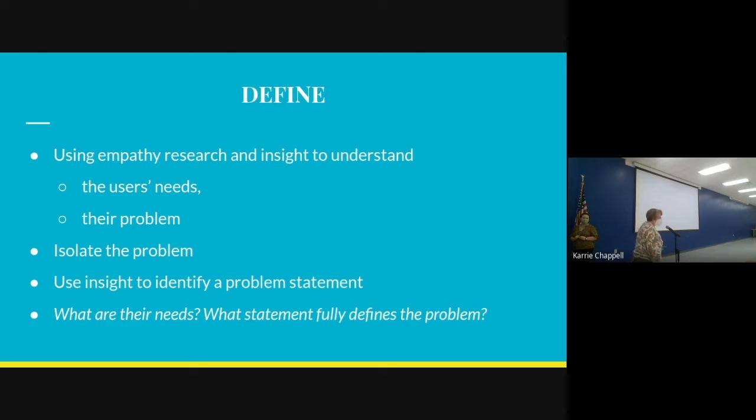I'm Coach Alvarez, and I teach 6th grade design thinking. The define phase is the second phase, and it is taken from the empathy research. What you're doing is analyzing what the problems are and what you need to figure out to solve them all so that you can move on to the next step, which is ideate.